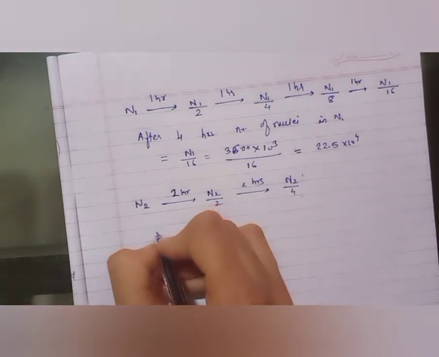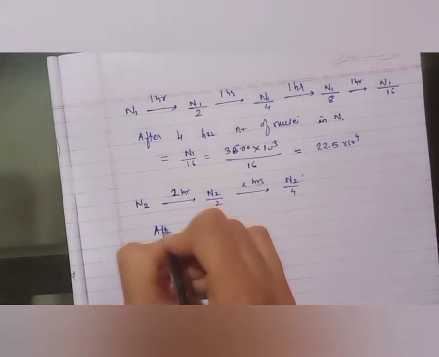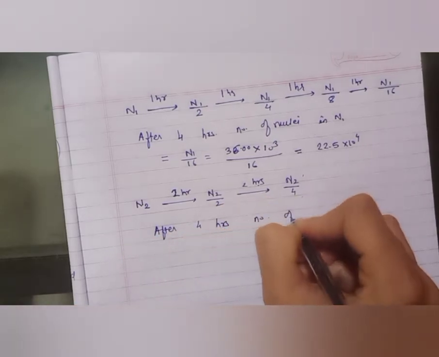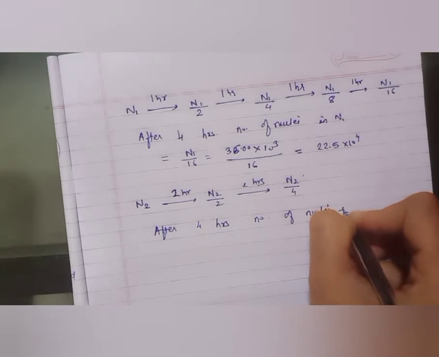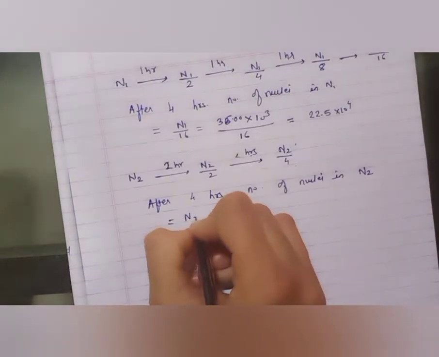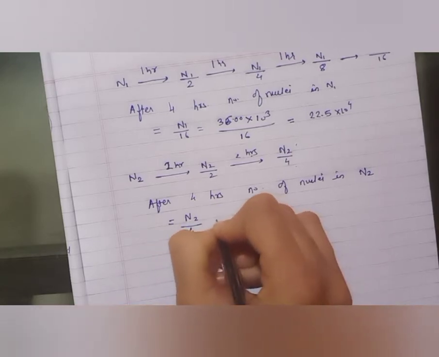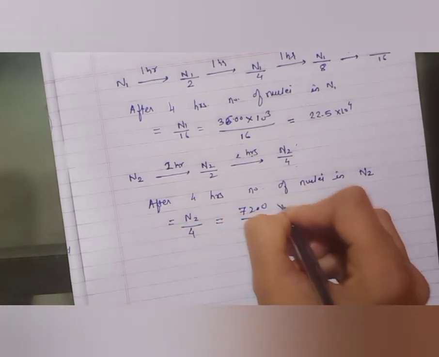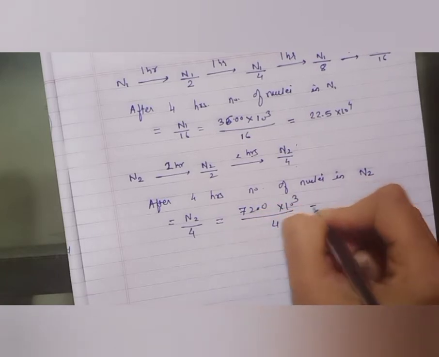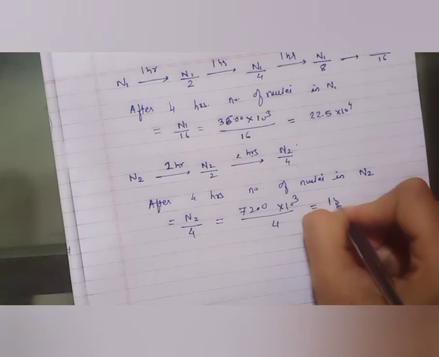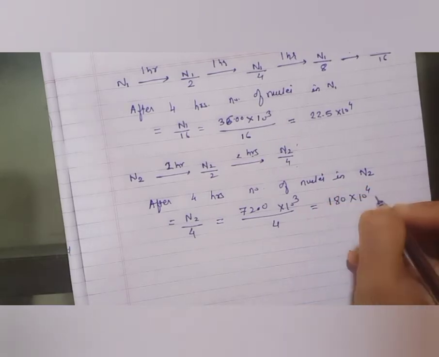So we know the initial number of atoms. After 4 hours, the number of nuclei in N2 will be N2 upon 4. So it will be N2, which was 7200 into 10 raised to 3, upon 4. If we do this calculation, you will get 180 into 10 raised to 4.